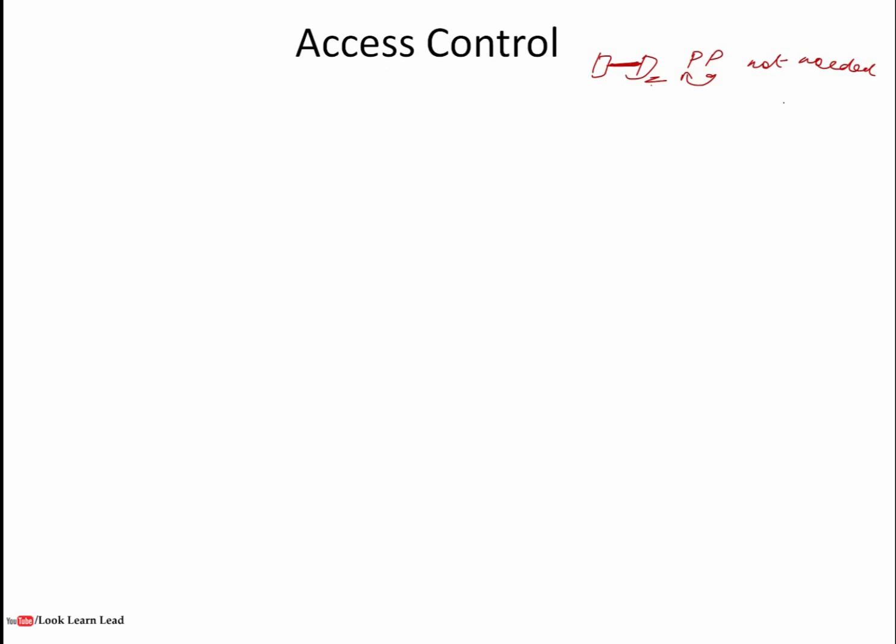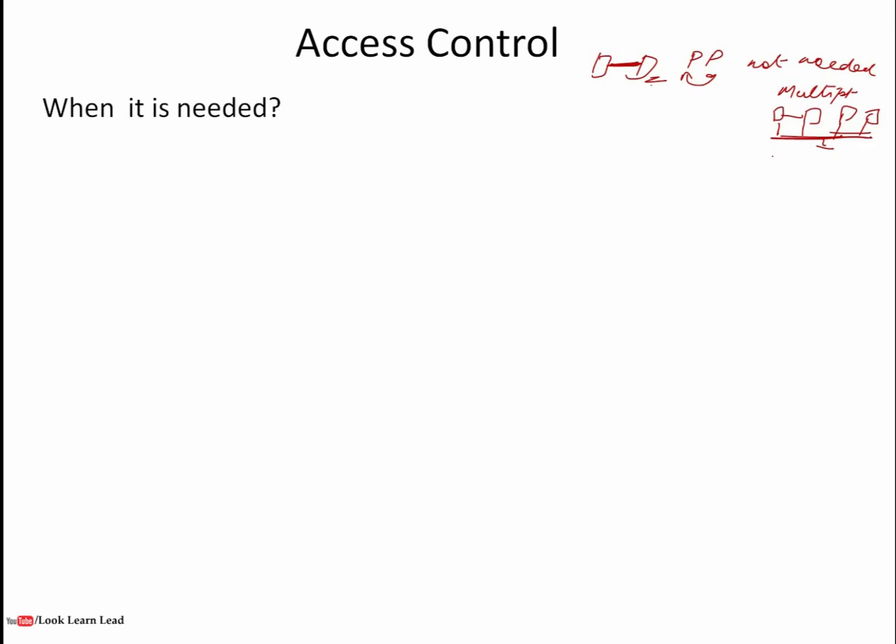But what if we have a multi-point connection? Multi-point connection, that is, we have five systems which are connected by a single link, and all the systems want to transfer data within this link. Then we need access control.